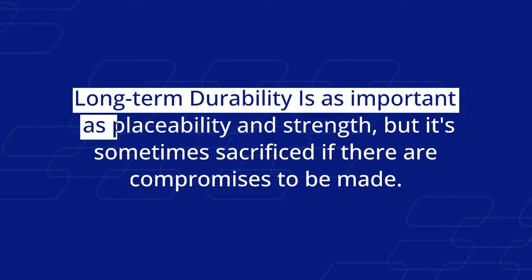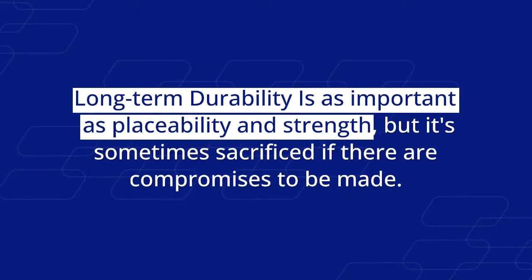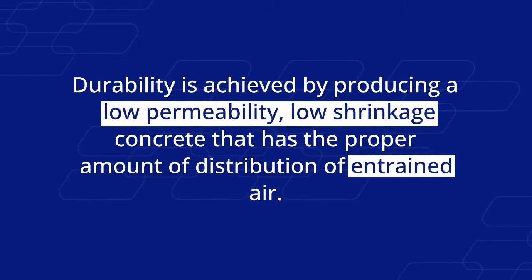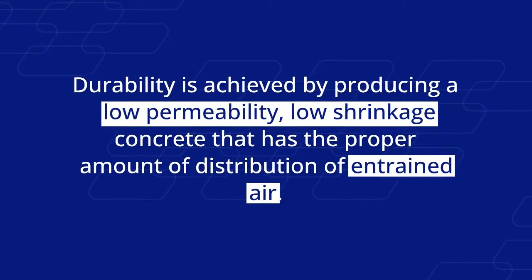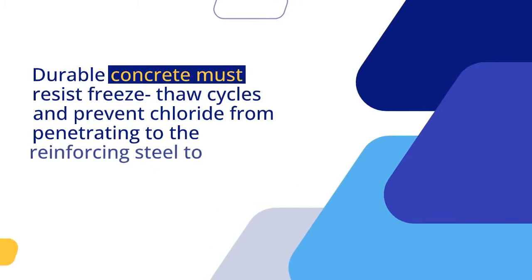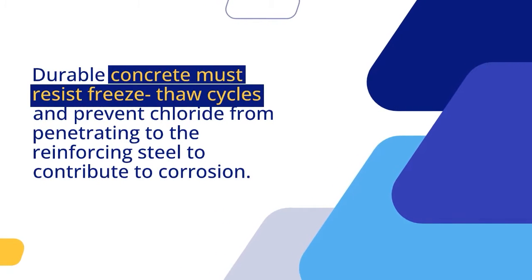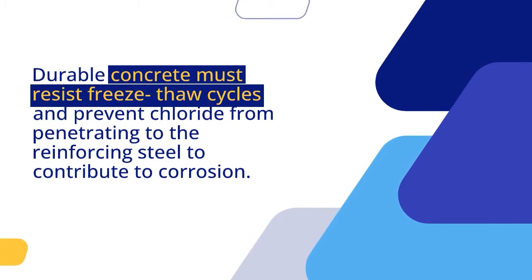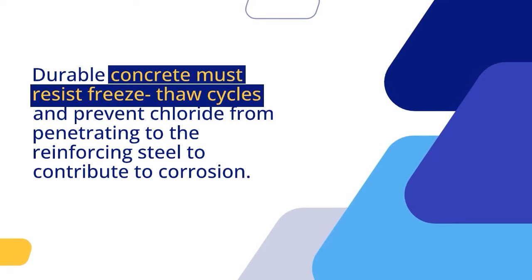Long-term durability is as important as placeability and strength, but it's sometimes sacrificed if there are compromises to be made. Durability is achieved by producing a low permeability, low shrinkage concrete that has the proper amount of distribution of entrained air. Durable concrete must resist freeze-thaw cycles and prevent chloride from penetrating to the reinforcing steel to contribute to corrosion.